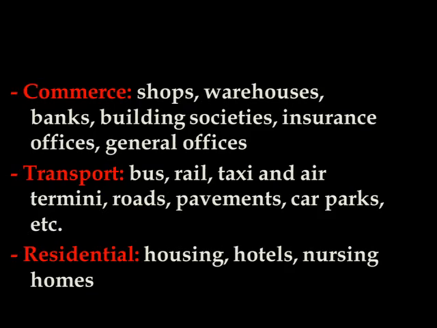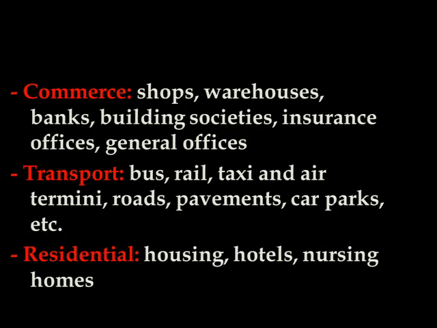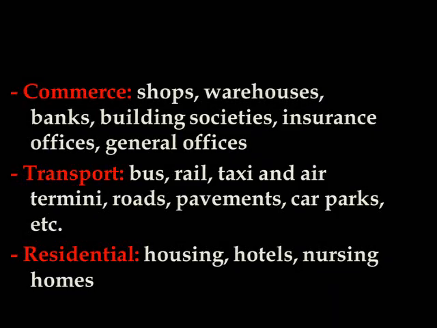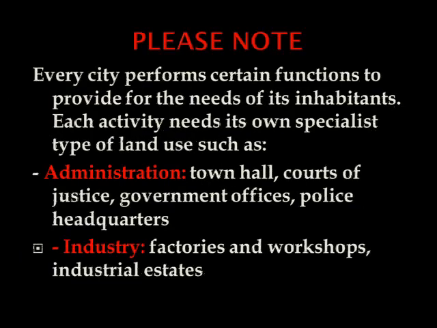And again, there's transport as an activity in a city. You are going to see there's an area where buses stop. There's a train station. There's a taxi rank. There's an airport. There are roads. There are car parks. Why are we saying this? Because there are areas where we find certain activities in a city. And lastly, guys, there are residential areas, like houses, hotels, and nursing homes. What's the importance of this slide that we're using now?